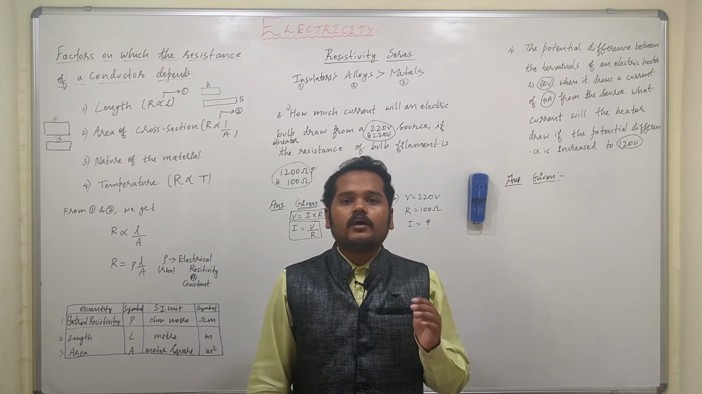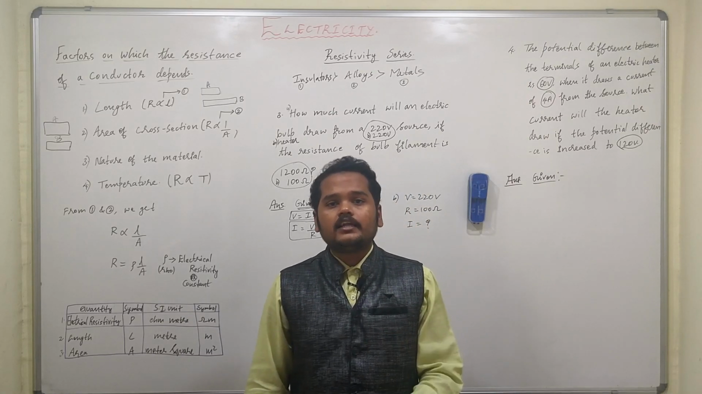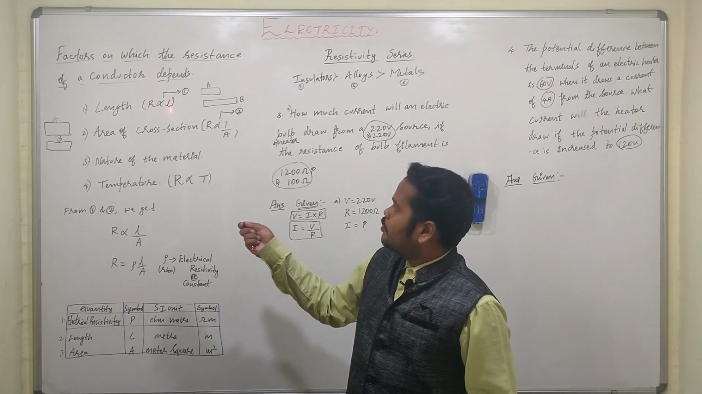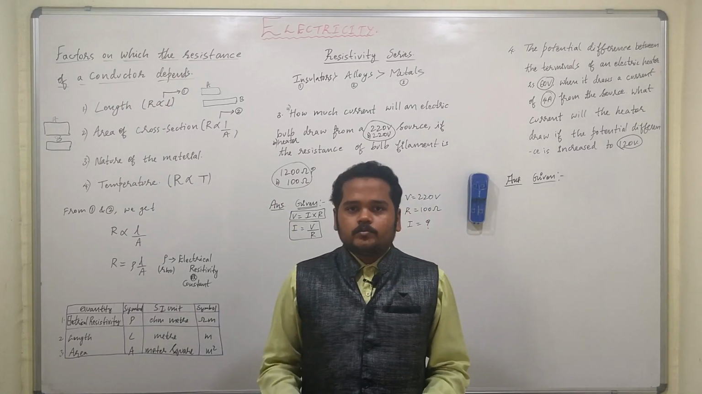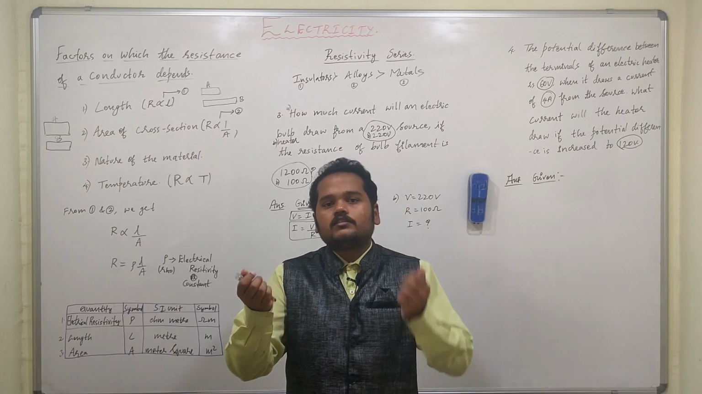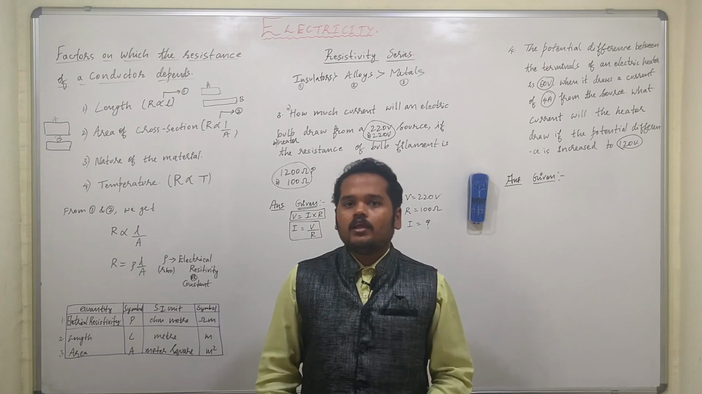First, how is resistance related to length? It is directly proportional. Resistance is directly proportional to length, which means if the length increases, the resistance also increases. If the length decreases, the resistance also decreases.